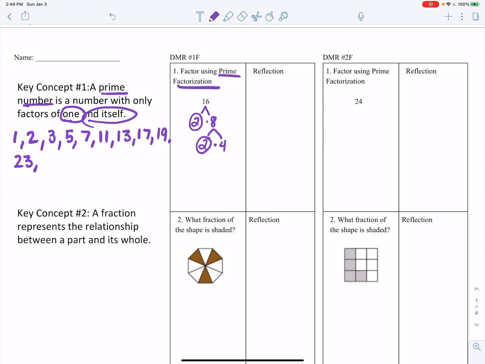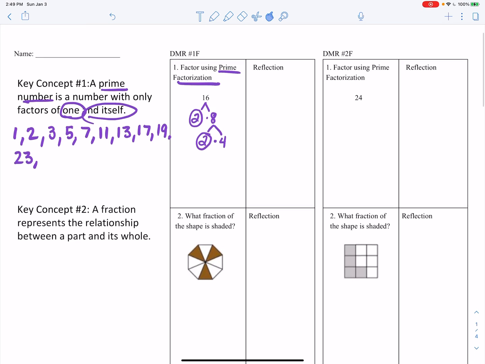I look again. I look over here, and 4 is not listed as a prime number. So since 4 is not listed as a prime number, I cannot circle it. So I have to break it down again. I'm left with 2 times 2.